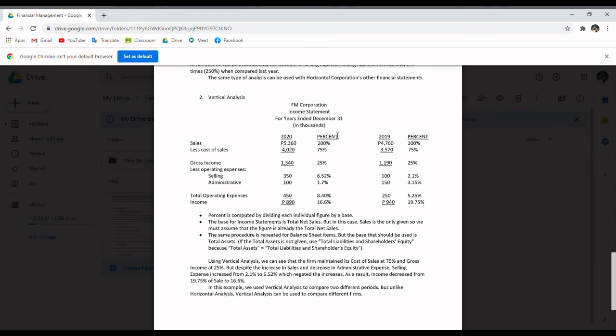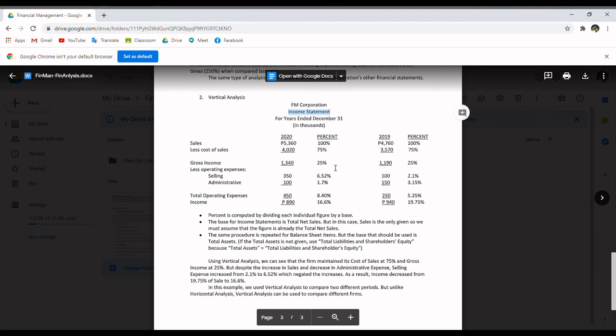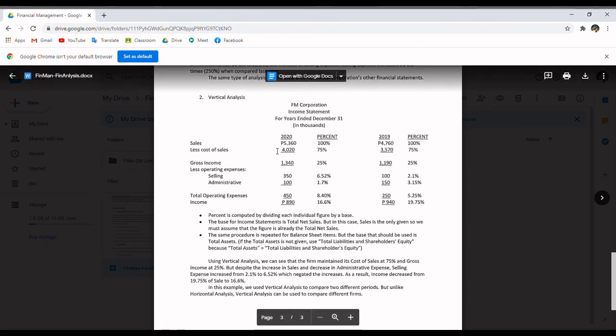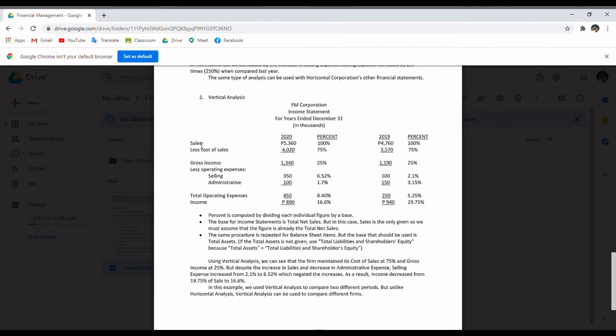So in the income statement, the base that we use is the total net sales. But in this case, there's no total net sales. We only have sales. So we will assume that the sales is already the total net sales. So what do we mean by total net sales? Total net sales means the sales figure has already been deducted the corresponding discounts or sales returns.